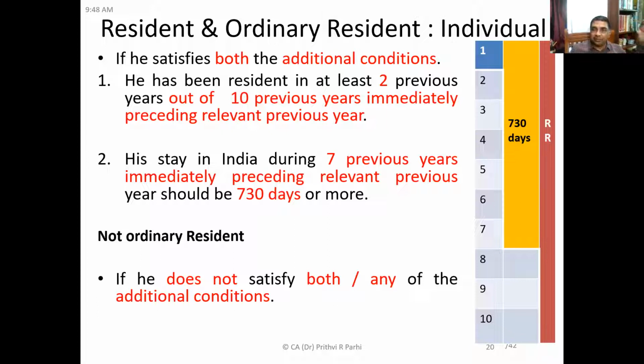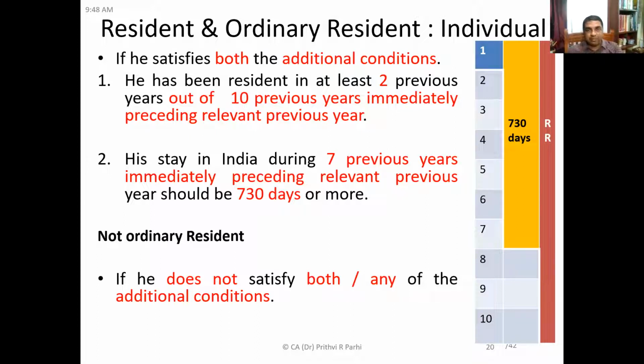If both are not satisfied, or anyone is not satisfied, then that person will be treated as resident, but not ordinary resident. Is it clear to you? Yes, sir. Okay. So you have to go 10 years beyond the relevant previous year. Okay, so this is for your easy understanding. I explained you in this way.